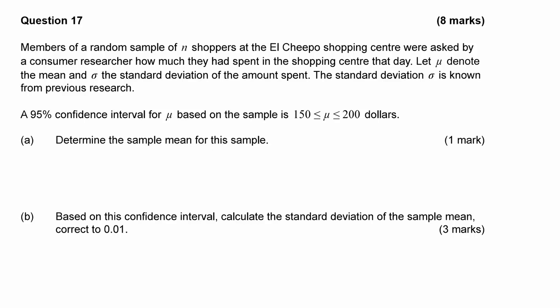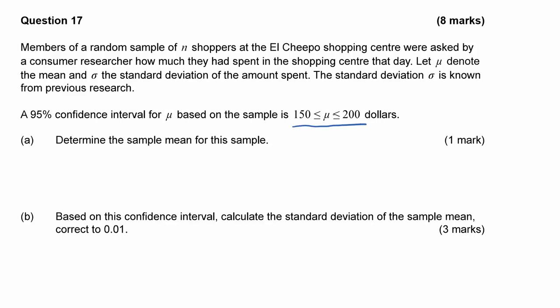Members of a random sample of N shoppers at the El Cheapo shopping centre were asked by a consumer researcher how much they had spent in the shopping centre that day. Let mu denote the mean and sigma the standard deviation of the amount spent. The standard deviation sigma is known from previous research. A 95% confidence interval for mu based on the sample is this.